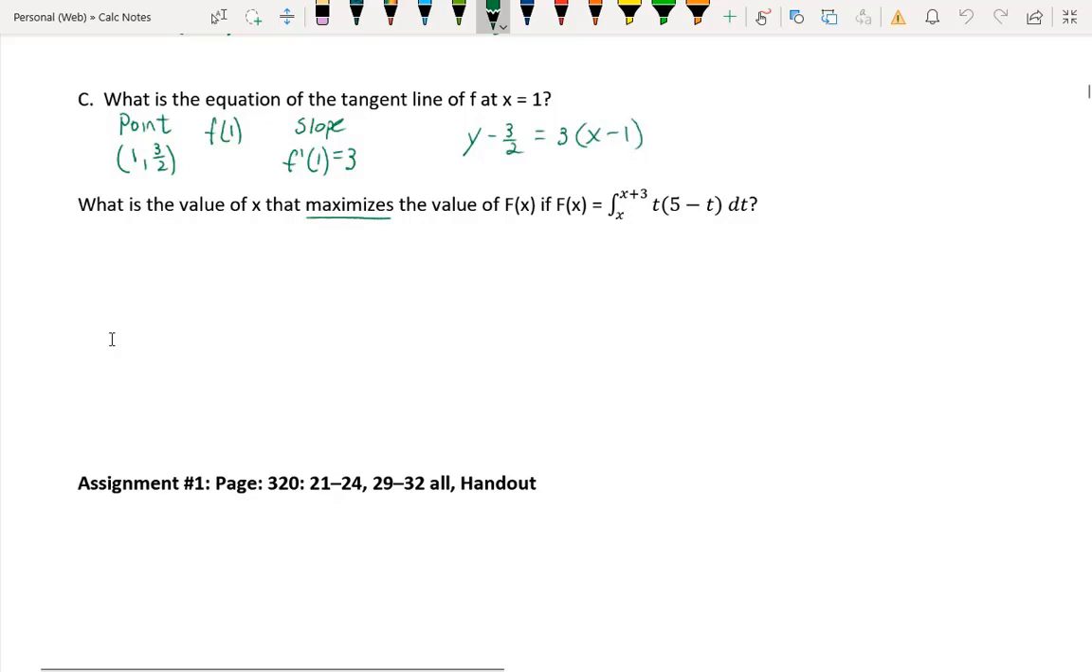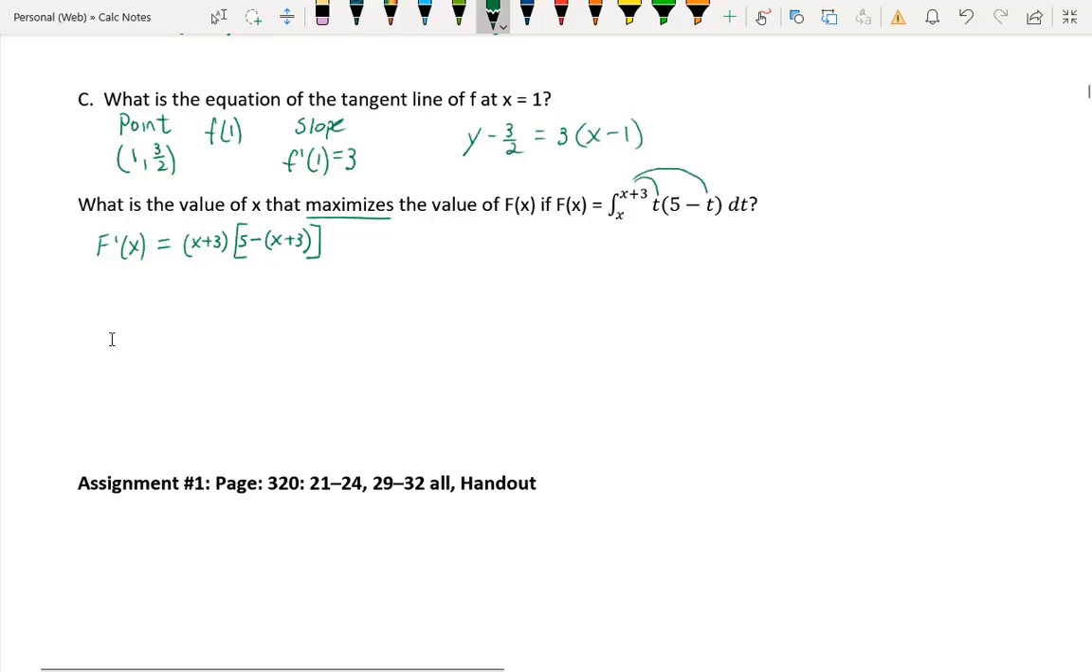Okay, so the first thing I'm going to do is look for f prime of x. Again, this is the second fundamental theorem of calculus, and what it says is we take the upper limit and we plug it in for t. So I'm going to have x plus 3 times 5 minus, and I have to be careful here, I should use some square brackets, 5 minus x plus 3. So that's plugging in x plus 3 for t here and here.